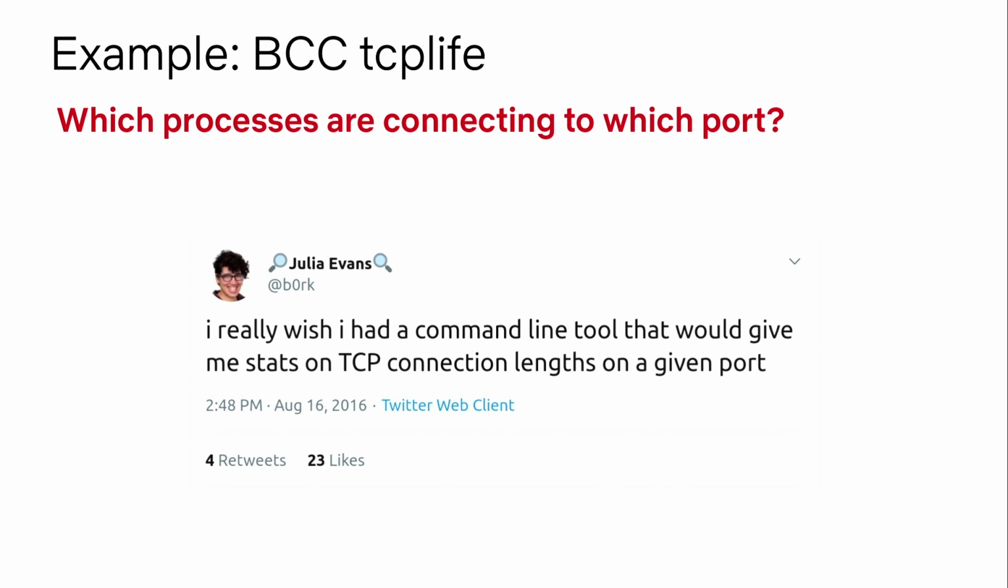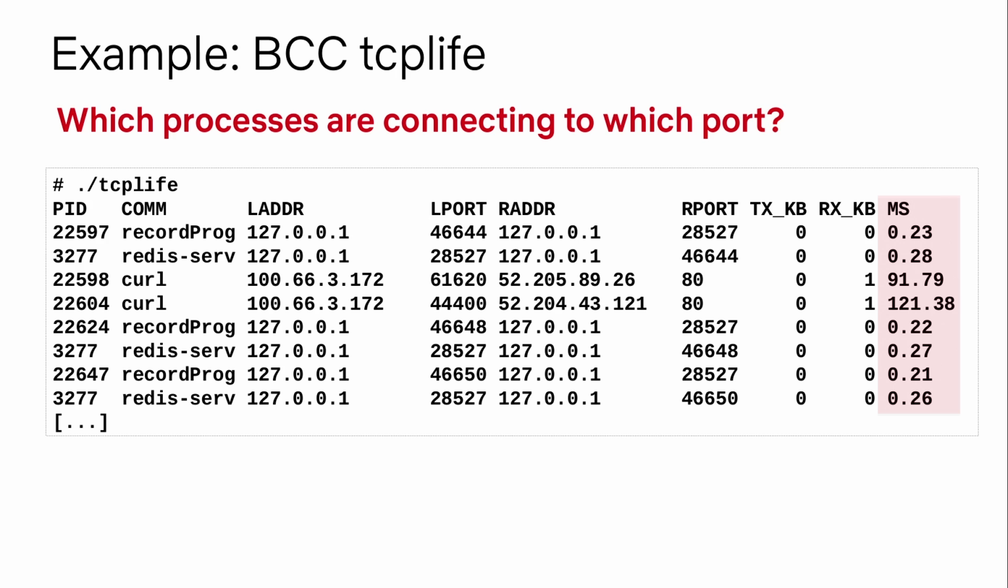As the first example, a very popular tool I wrote is called tcplife. And it began with a tweet from Julia Evans who asked, I wish I had a command line tool that would tell me, for this port, give me some TCP statistics. And I saw that this could be done efficiently using BPF. There's tcplife. It's telling me who connected to who, but it's also giving me information such as the process ID and the program name, the number of bytes transferred, and the duration of the connection.